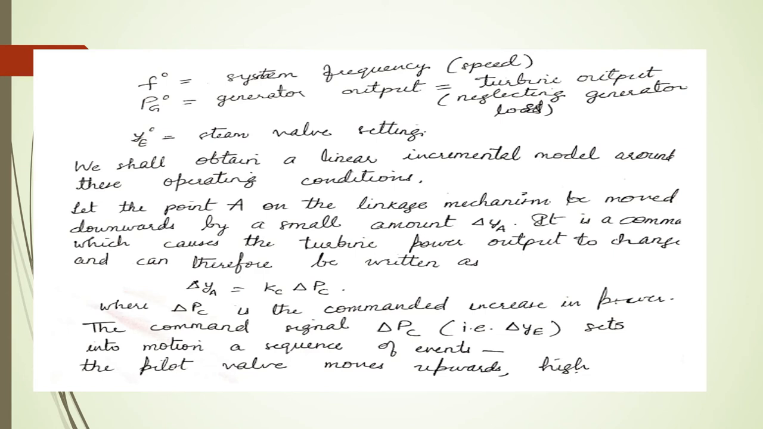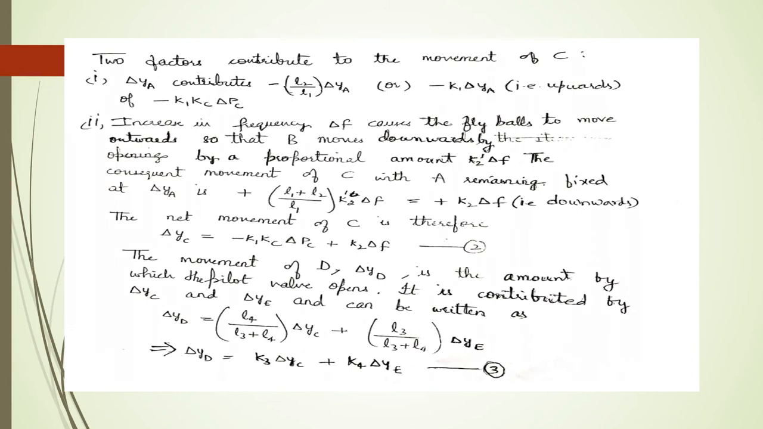So delta PC sets into motion a sequence of events, that is, the pilot valve will move upwards. Two factors will contribute to the movement of C. Delta YA contributes minus L2 by L1 delta YA, or I can write this as minus K1 delta YA, or minus K1 KC delta PC. Then the increase in delta F causes the fly balls to move outwards so that B moves downwards by a proportional amount K2 delta F. So now delta YC becomes equal to minus K1 KC delta PC plus K2 delta F.